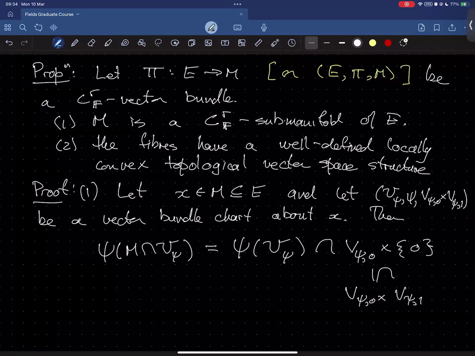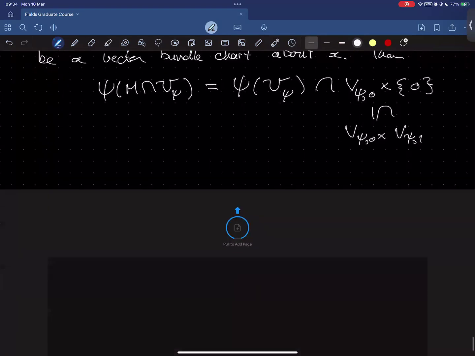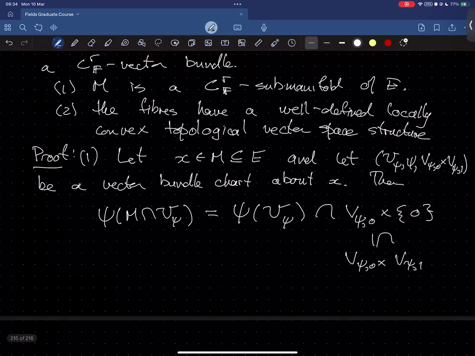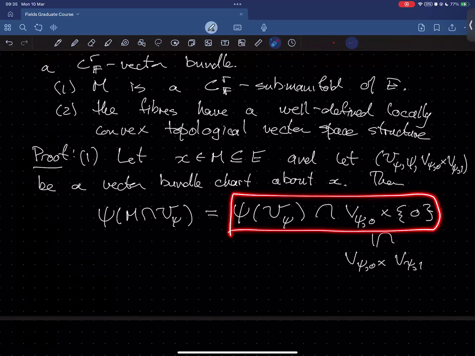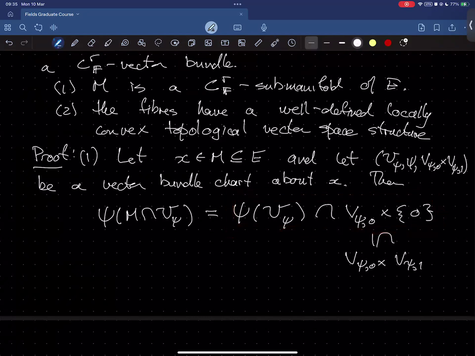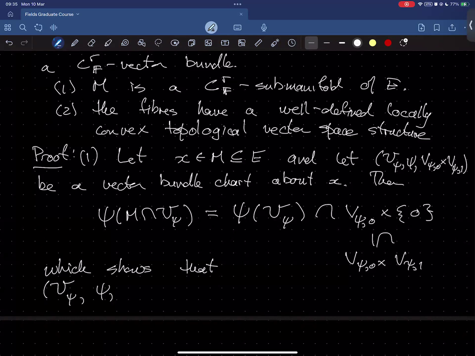Because our definition of a submanifold, remember, required that the subspace that this thing maps to, the one you use in this verification, has to be sequentially closed. So here it's actually closed. And so the point is, it shows that this vector bundle chart is actually a submanifold chart for the base space.